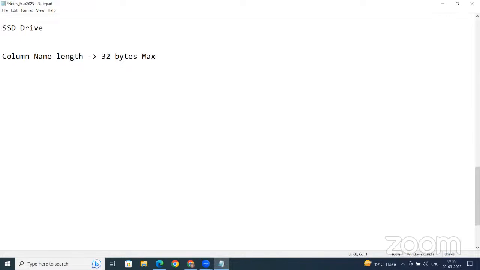Suppose global invoice ID. Global will be there in the physical data model, but in the table you have to create it like GLB. Invoice number will be like INVC. In the table, you have to create like this. So you cannot write the full name.